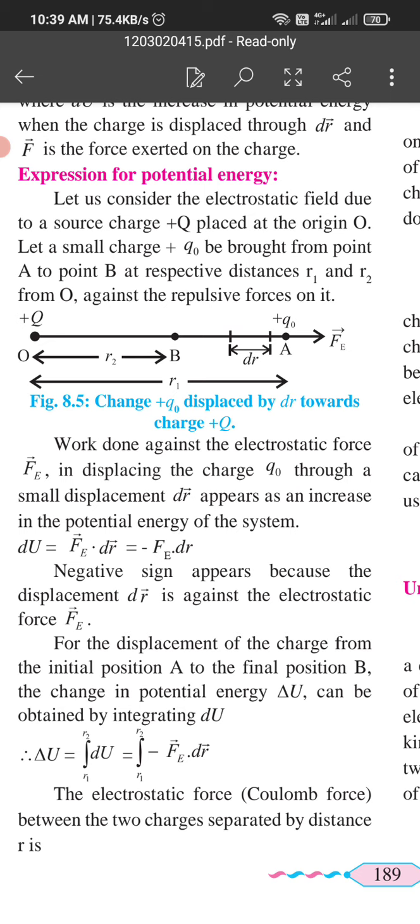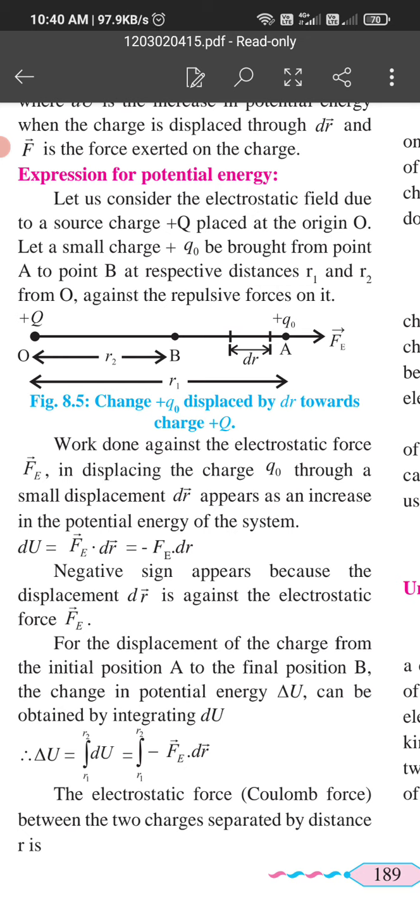Work done against the electrostatic force, that is Fe vector, in displacing the charge Q naught through a small displacement dr appears as an increase in the potential energy of the system. Therefore, dU is equal to Fe vector dot dr vector is equal to minus Fe vector dr.